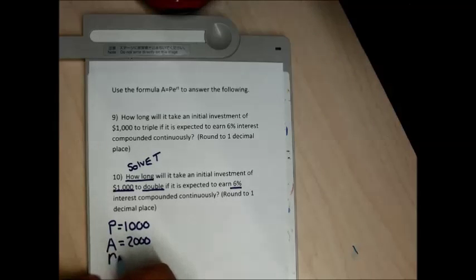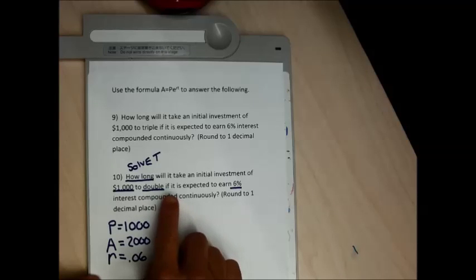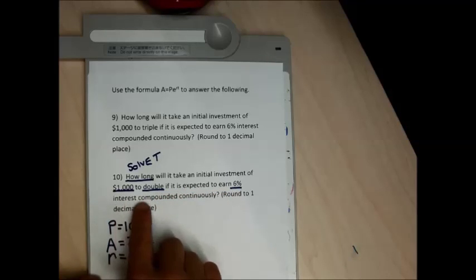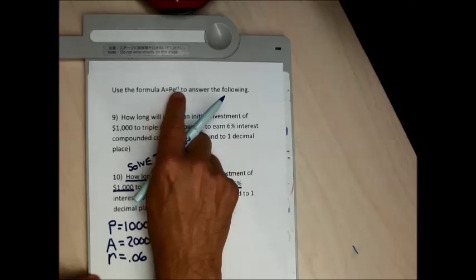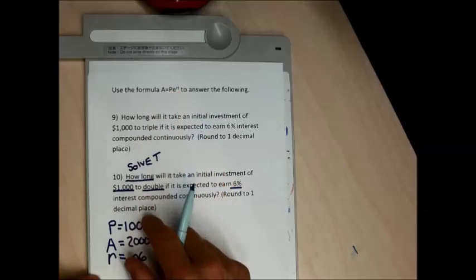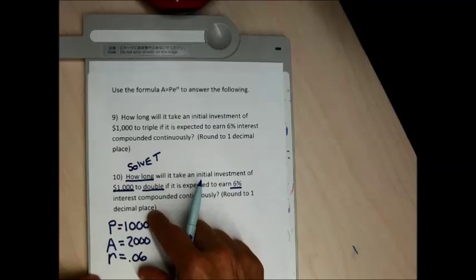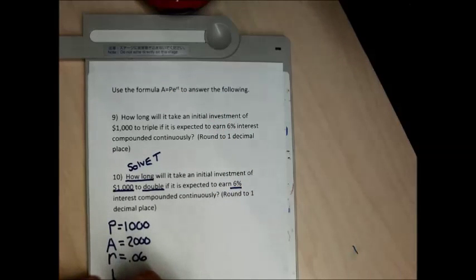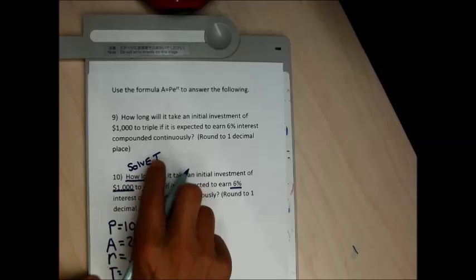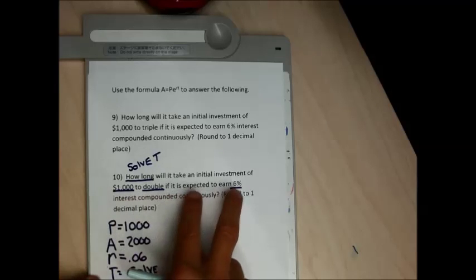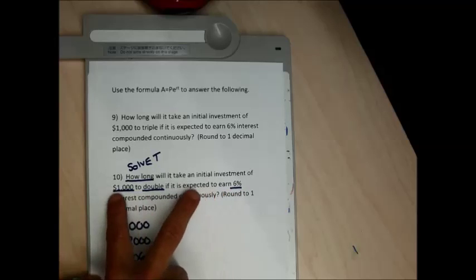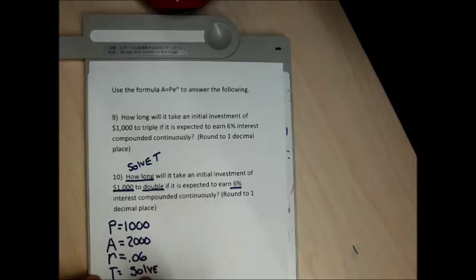If I continue reading, if it is expected to earn 6%, that 6% is going to be my R, and I'm going to make it 0.06. So it's expected to earn 6% compounded continuously. Notice I have 4 letters, A, P, R, and T in this problem, and I have values for 3 of them. The fourth letter, the T, is what I need to solve for. So even if I didn't know from the words "how long" that it means solve for T, if I correctly pull the numbers out of the problem that are either given or implied, it'll leave the T as the unknown.